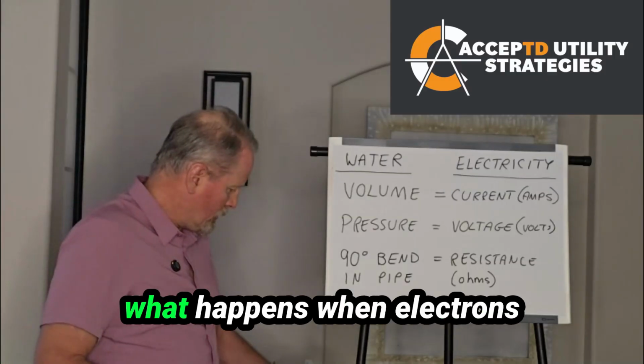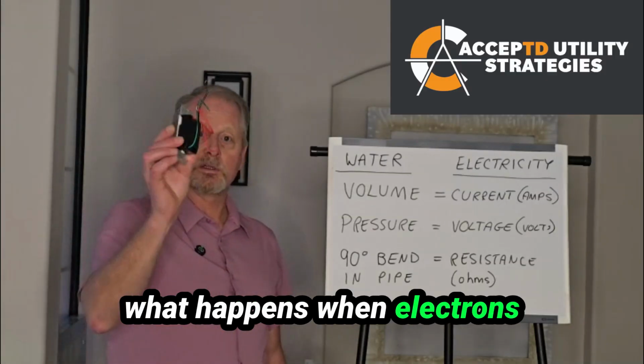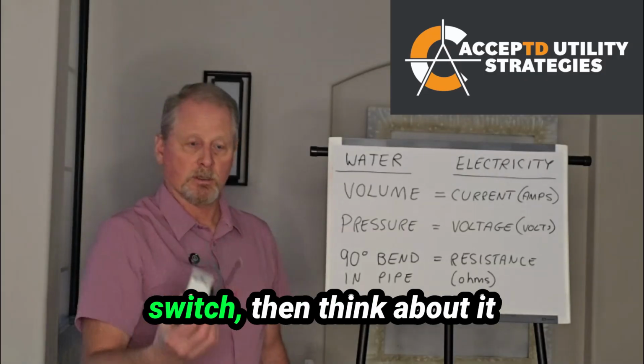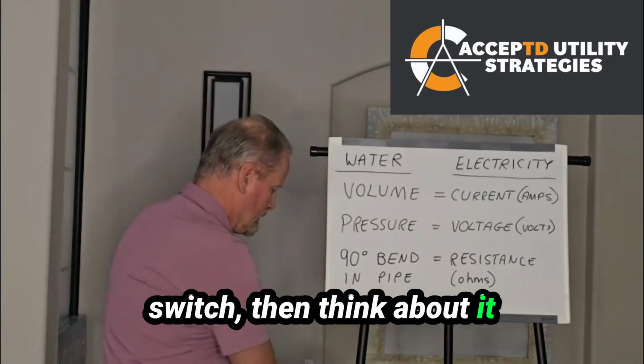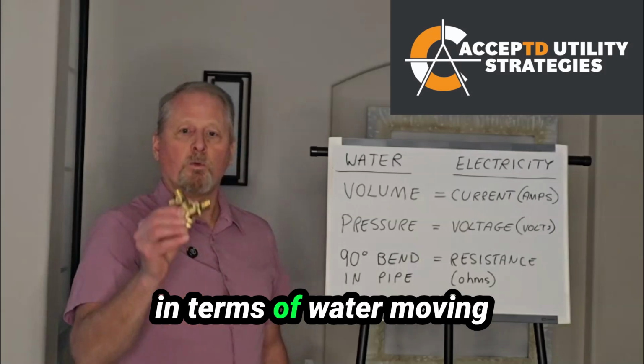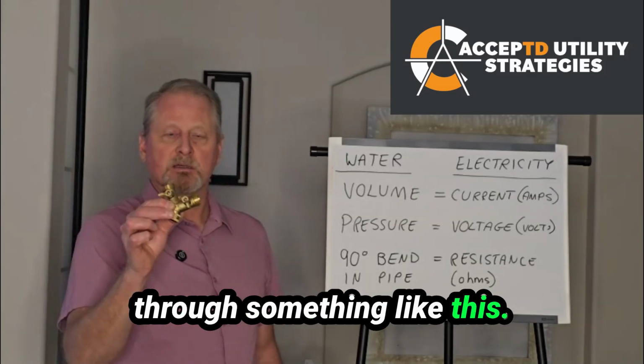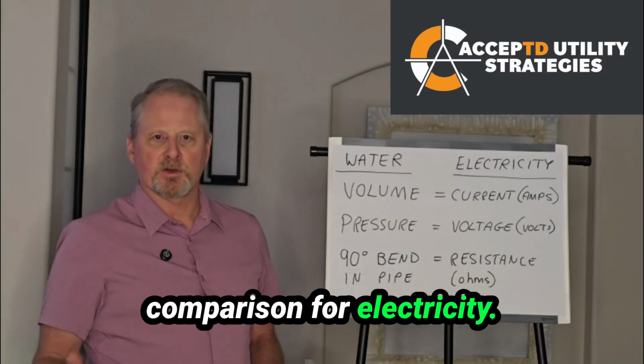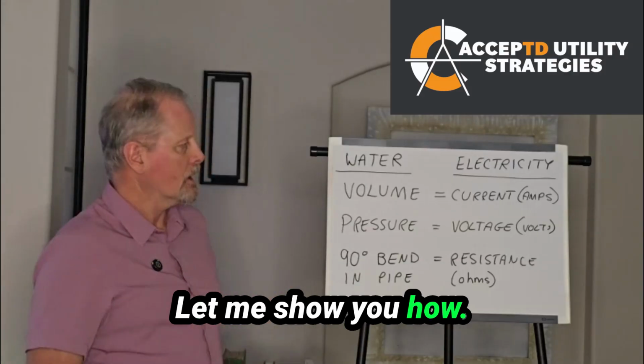If you want to think about what happens when electrons run through something like this, a basic household light switch, then think about it in terms of water moving through something like this. That's right. Water is an excellent comparison for electricity. Let me show you how.